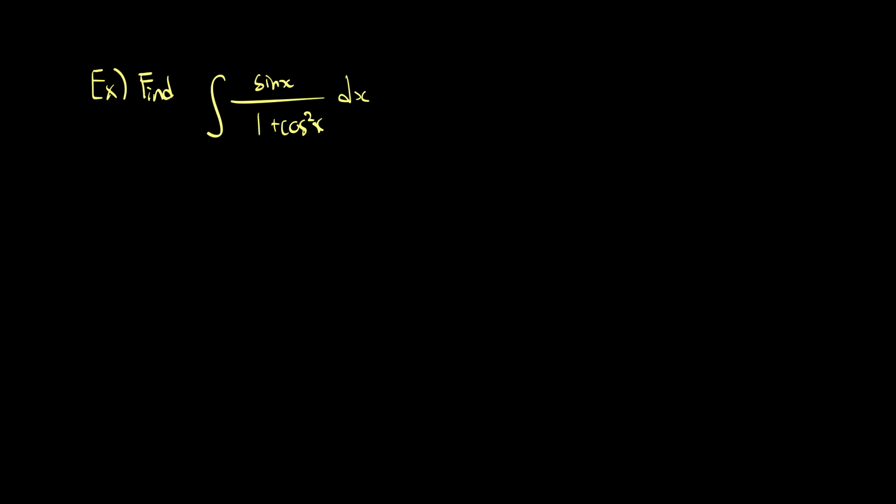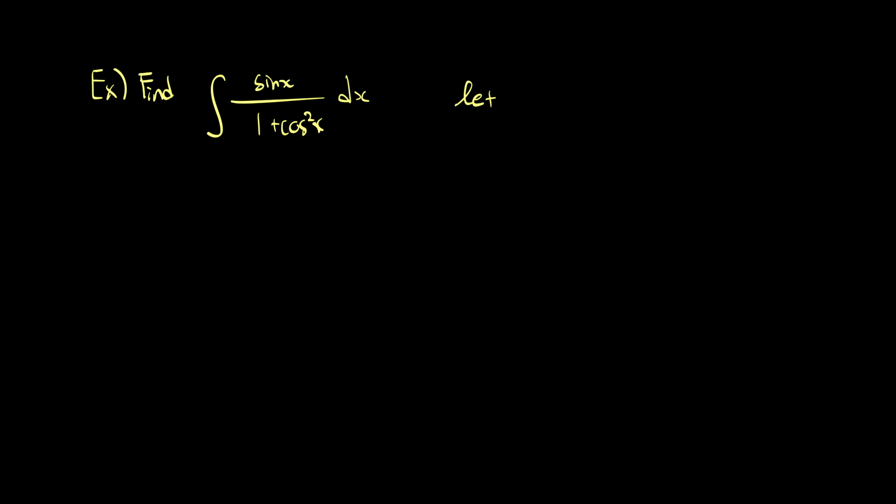So let's take a look at another neat example here. Find the integral of sine x over 1 plus cos squared x dx. So same thing. Your goal is to convert it into just one trigonometric function. So we have sine x, we have cos squared x. We want to get rid of at least one.